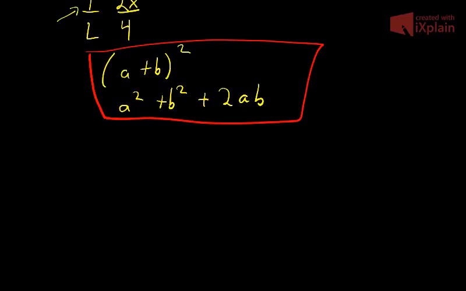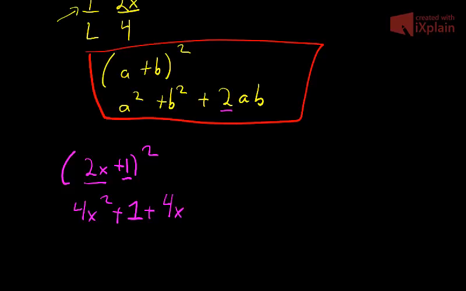So if we try, let's do 2x plus 1, the quantity squared. I should be able to take the first term, which is 2x, and square it. So 2x squared, 2 squared is 4, x squared is x squared, so 4x squared. Add my second term squared, 1 squared is 1. And then add 2 times my terms multiplied together. So 2x times 1 is going to be 2x, multiplied by my 2 here will give me 4x. So my final answer would be 4x squared plus 4x plus 1, and I'm good to go.